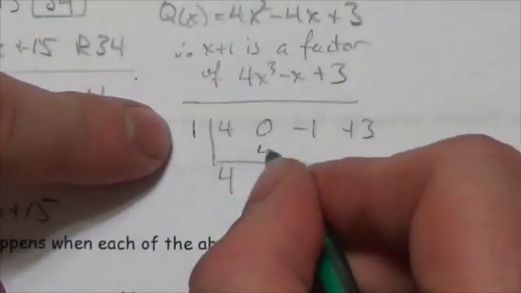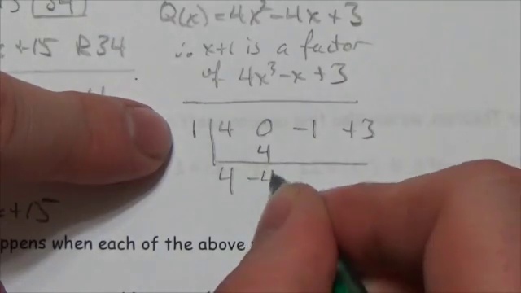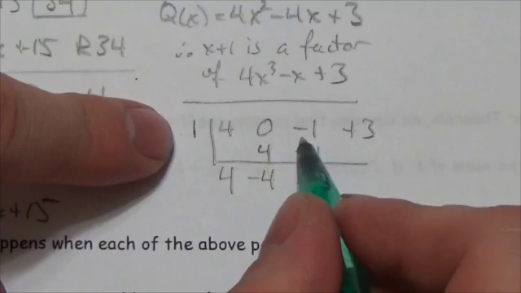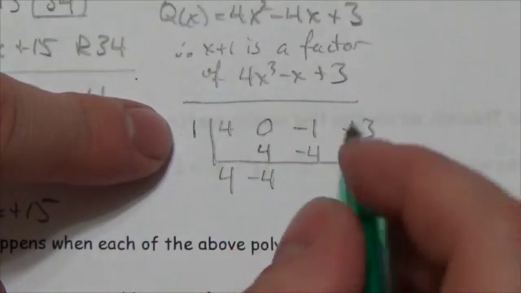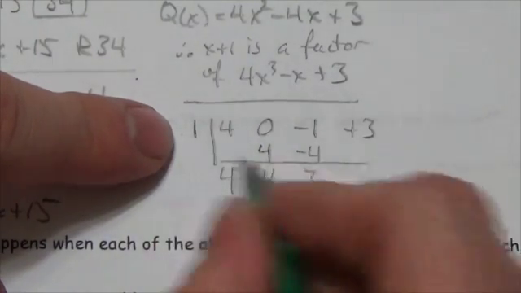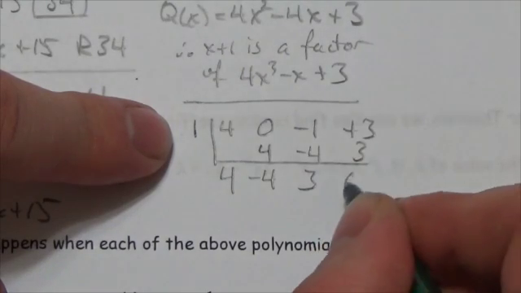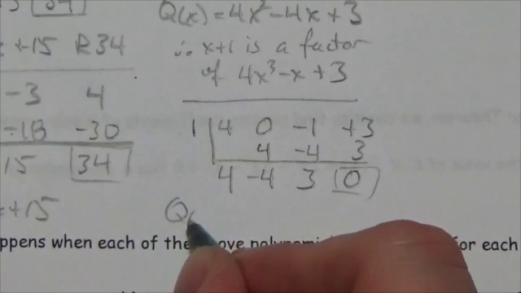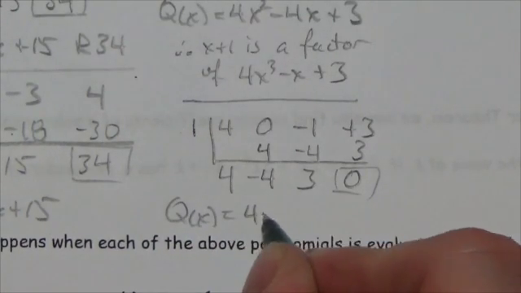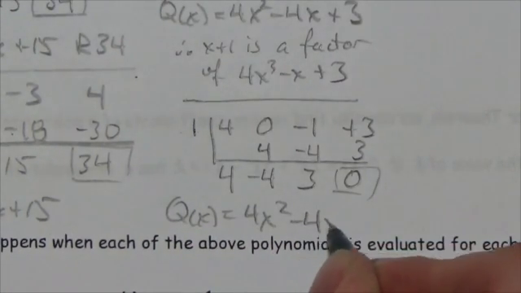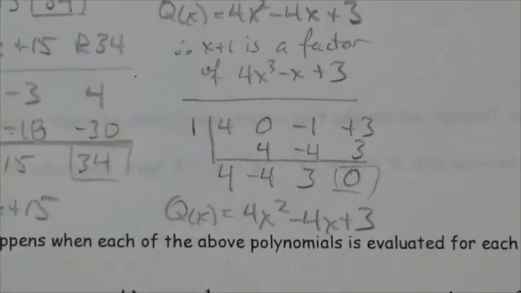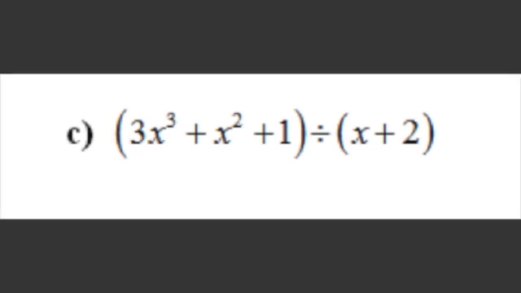1 times 4 is 4, and now I'm going to subtract. 0 minus 4 is negative 4. Multiply, get negative 4. Negative 1 minus negative 4 will be positive 3. Multiply, subtract, and again there's my remainder. And so again, I interpret it the exact same way: 4x squared minus 4x plus 3. Same answer regardless of the method you choose.